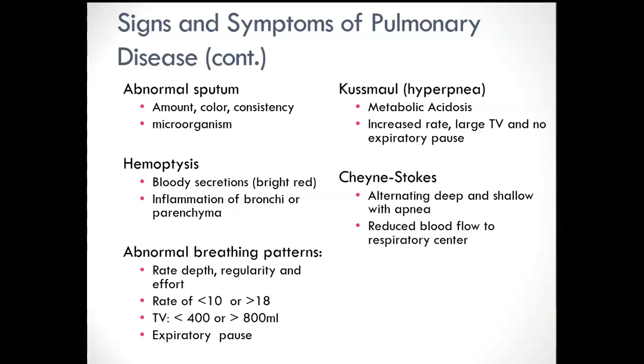Small respirations, again, are specific to metabolic acidosis. And you have an increased rate of breathing along with a large tidal volume and no expiratory pause. So you're going to get a lot of blowing off of CO2. And then Cheyne-Stokes, this happens usually toward end of life. It's alternating deep and shallow breathing along with periods of apnea. And it usually is related to reduced blood flow to the respiratory center of the brain.